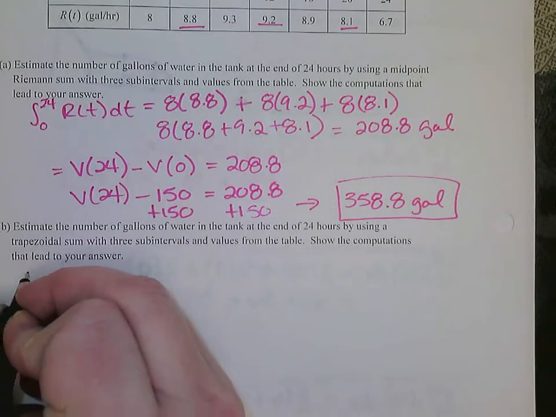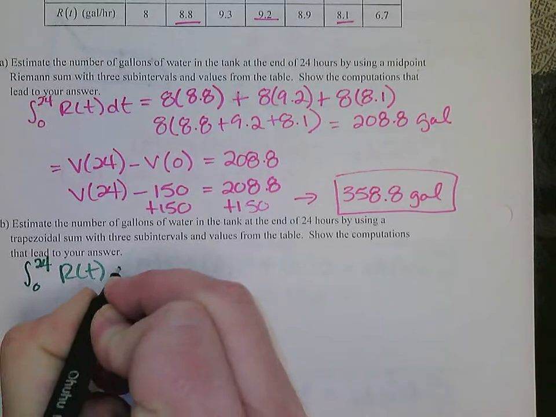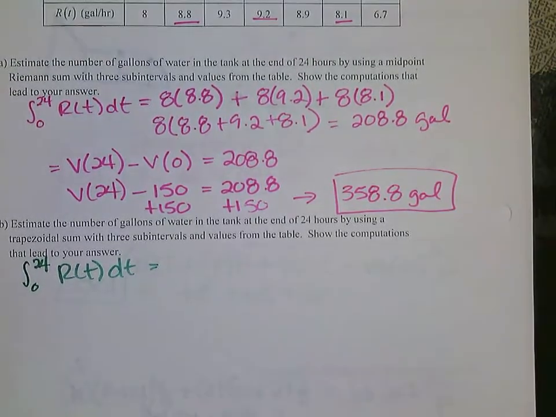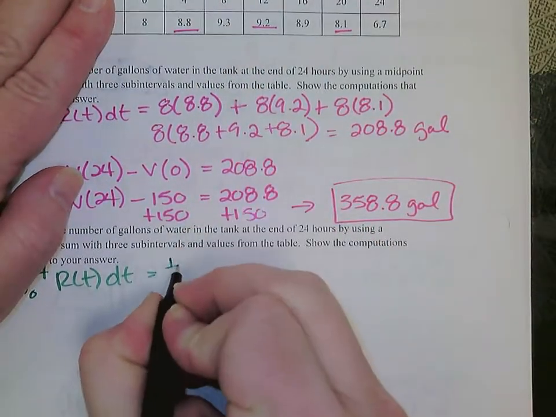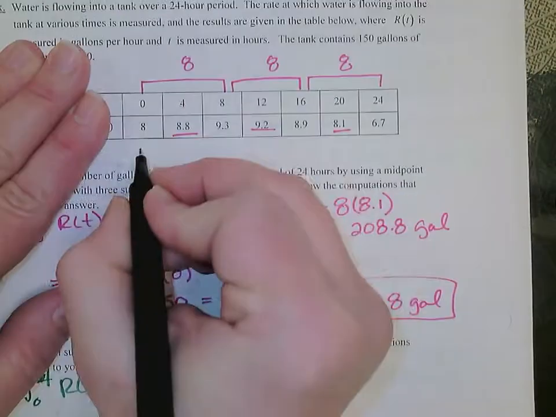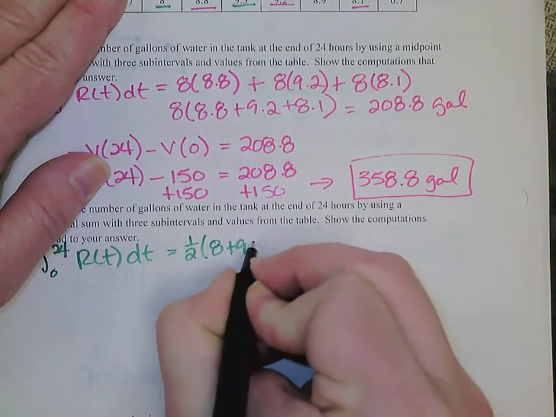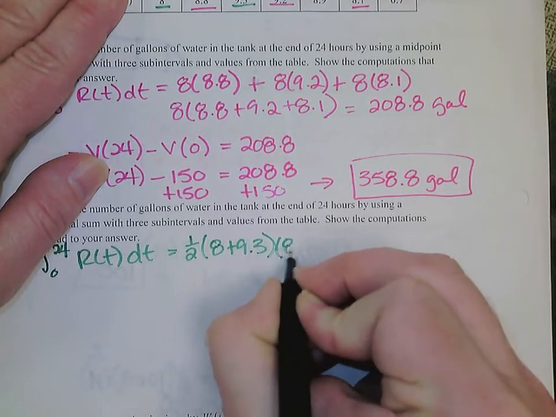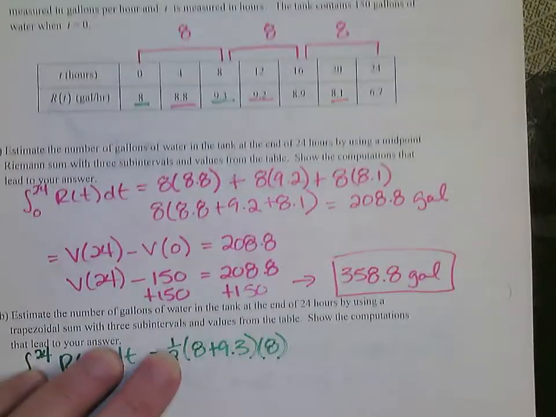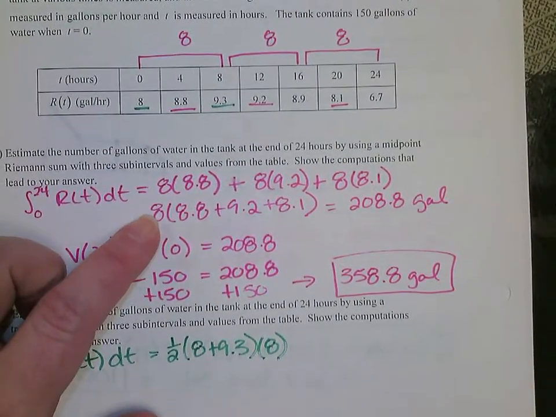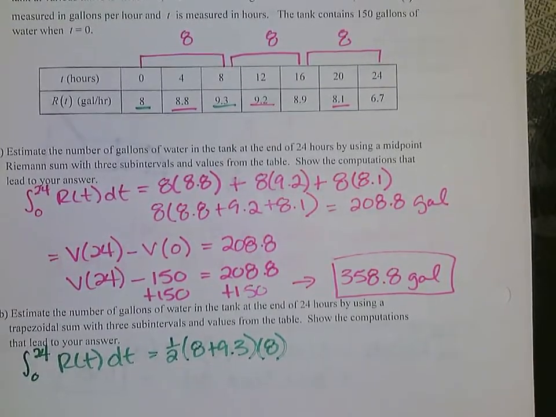And again, I'm approximating the integral from 0 to 24, r of t dt. Using a trapezoidal sum, if I use my first partition 0 to 8, then its area is 1/2 base 1 would be 8, base 2 would be 9.3, so 8 plus 9.3 times the height would be 8. One of the advantages to using equal subintervals, especially if you're doing it by hand, is that I'm multiplying each term by the same factor. I could pull that factor out.